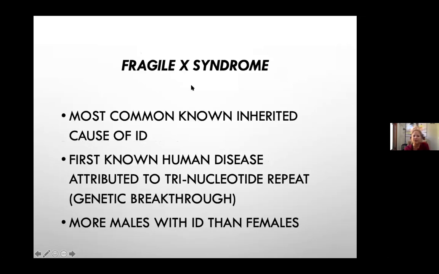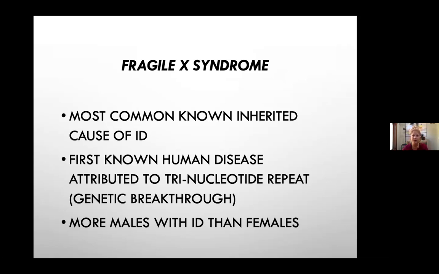Let's switch now to Fragile X syndrome and cover some information in this area. So this is the most common known inherited cause of ID, and more males with ID than females. So if a female has Fragile X, then there's that second X chromosome that can influence the presentation of that. So if a female has Fragile X and they have one X chromosome that's affected and one X chromosome that's not affected, then they may have no changes at all.